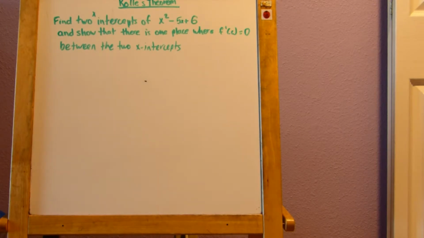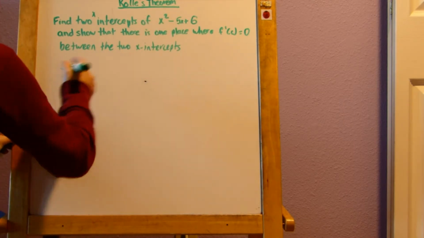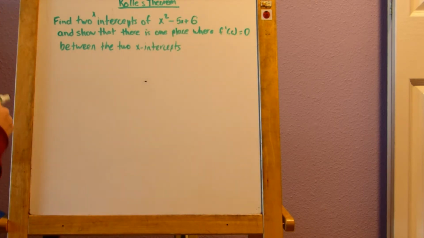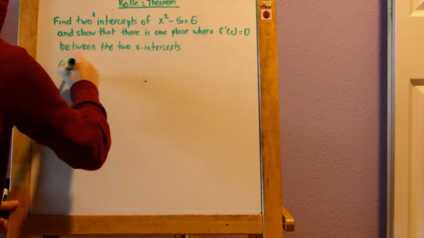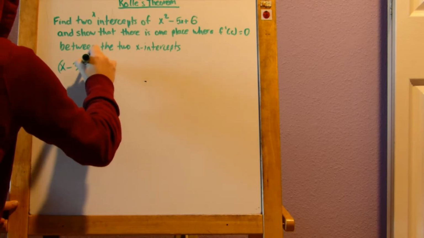So let's do an example problem so I can show you that Rolle's theorem isn't useless and can be used for things. This problem is asking us to find two x-intercepts of x squared minus 5x plus 6, and to show that there's one place where the derivative at c equals 0 between the two x-intercepts. We can find the x-intercepts easily by factoring. What multiplies together to get 6 and adds together to get negative 5? Something very obvious that comes to mind is (x minus 3)(x minus 2).